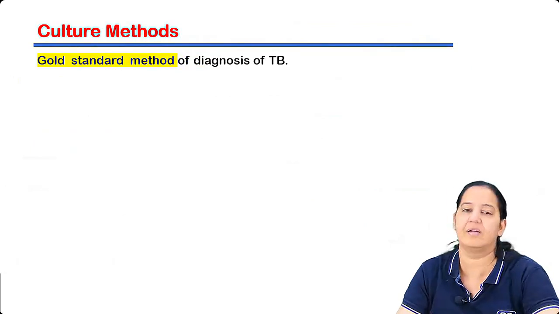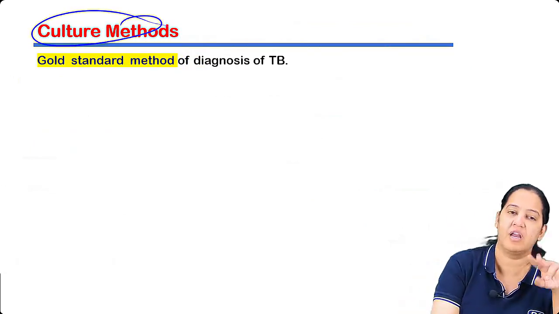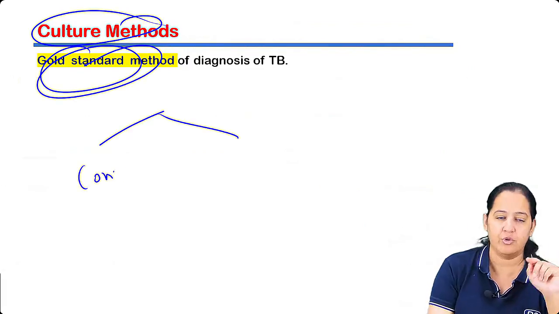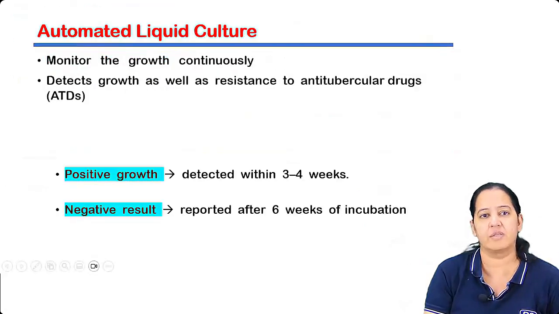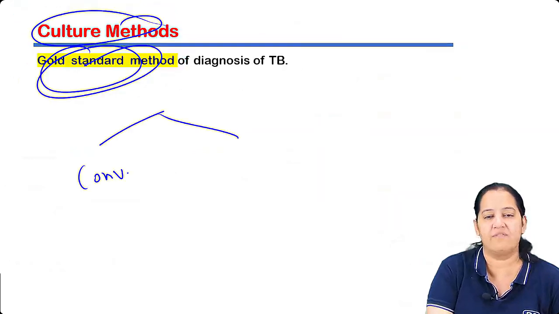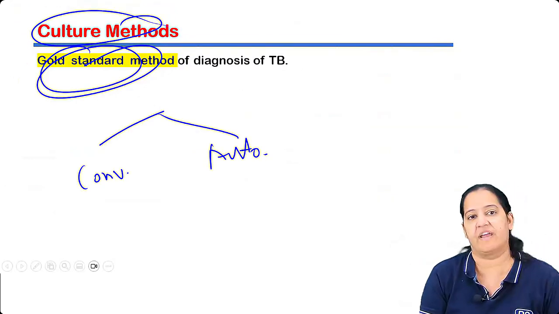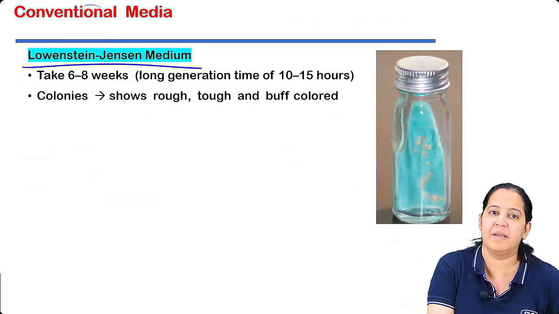The third is the culture. There are 2 types of culture. Culture is the gold standard. एक तो है conventional, जो हम conventional use करते हैं, दूसरा है automated. One is conventional, one is automated. 2 types of culture. Culture is gold standard. Never forget.